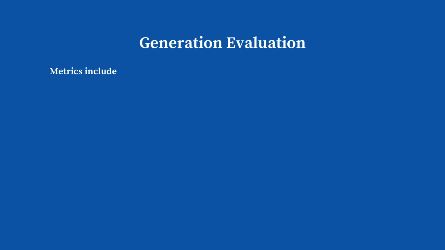Generation evaluation evaluates the final answer generated by the model. Metrics include correctness, faithfulness, helpfulness, and relevance. Correctness, whether the answer is factually accurate, it will check. Model should generate the correct answer. For example, if I give the query who is the CEO of Microsoft, it should generate the answer Satya Nadella is the CEO of Microsoft.